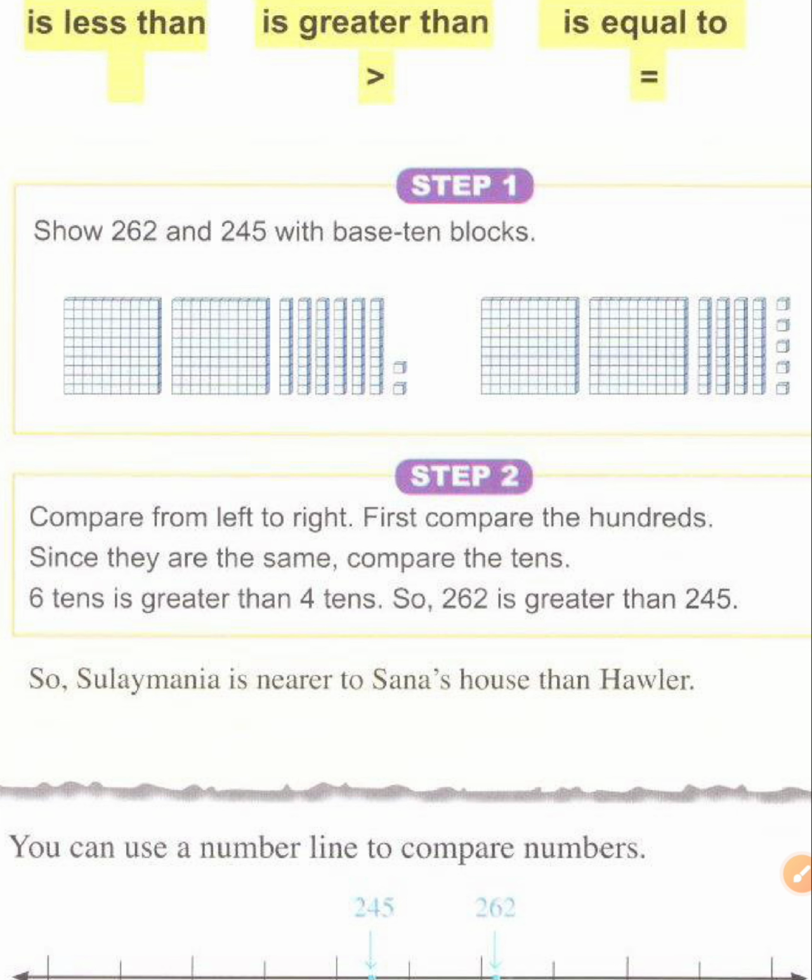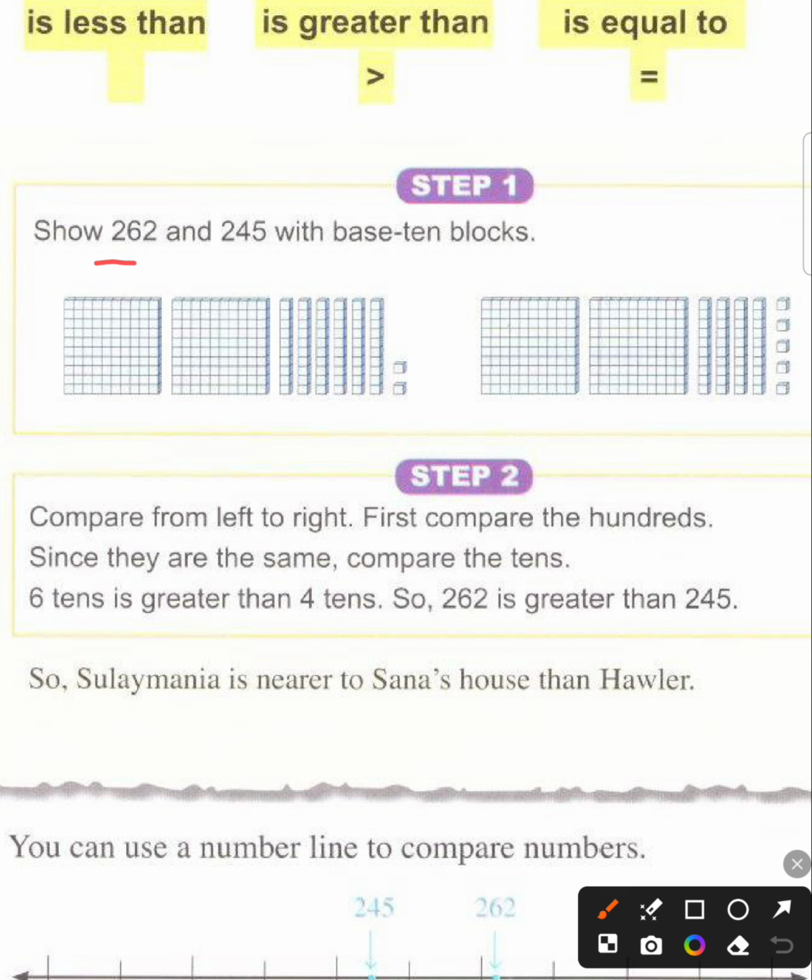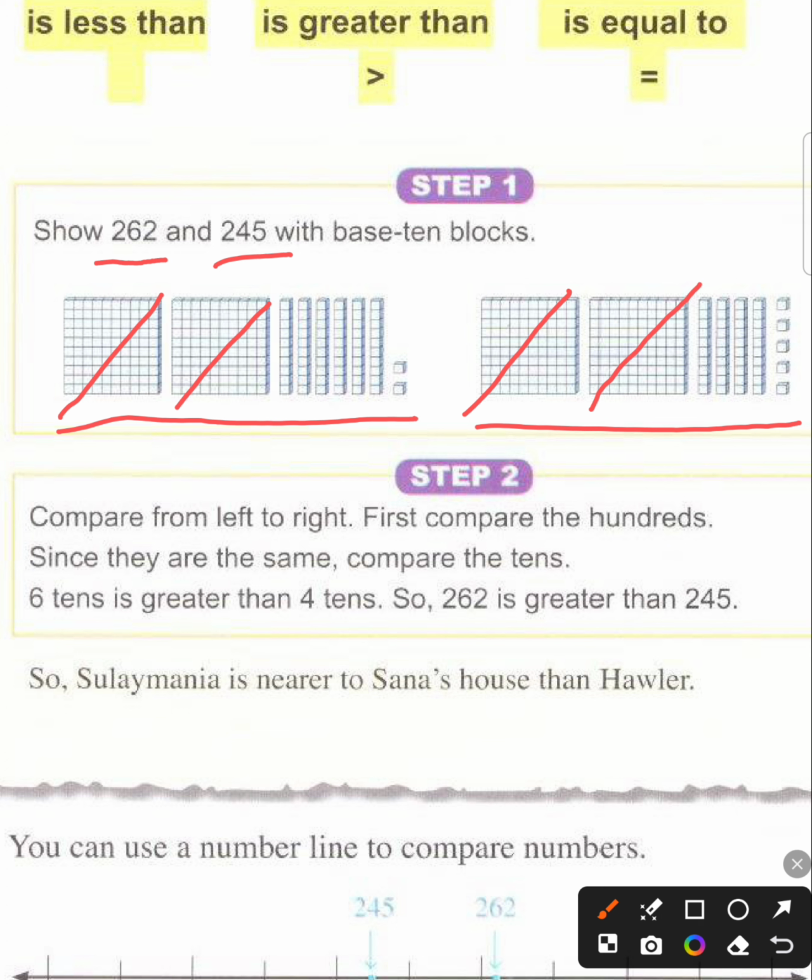If we want to use base 10 blocks, we must look. 262 kilometers was from one city and 245 from another city. This is 262, and this is 245. As you can see, this block is the same, this block is the same. It means 200, they are the same. But here we have 6 tens, it means 60. And here we have only 4 tens, 40.